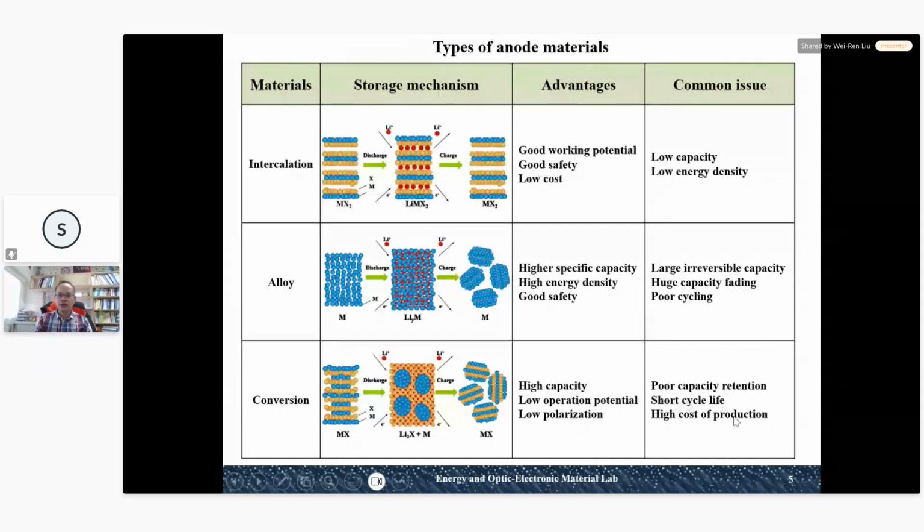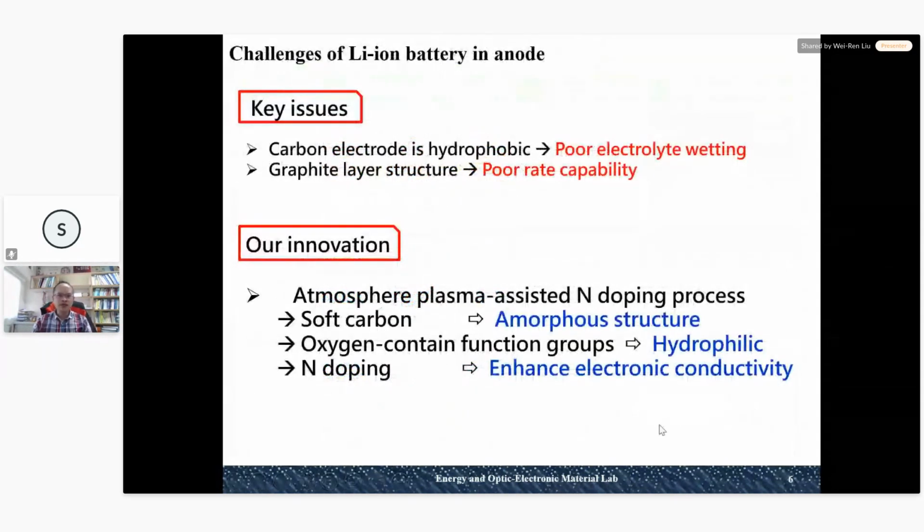In this study, the key issues for the lithium battery anode include two parts. The first is that the commercial carbon electrode is hydrophobic, so electrolyte wetting is very poor. Also, the graphite layer structure is not good for lithium diffusion, which gives a very poor rate capability. So our innovation has three parts.